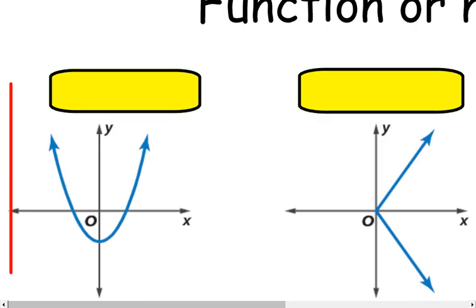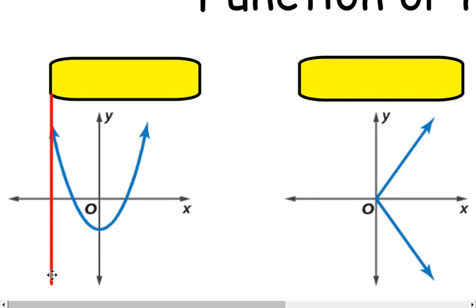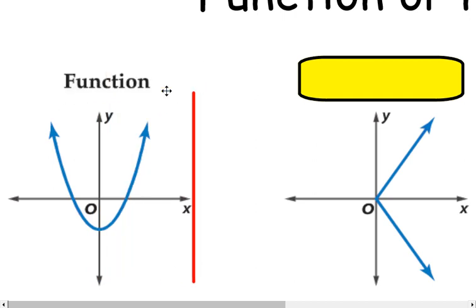Let's zoom in on this specific case. So here's my vertical line that I'm using to test. It's like a barcode scanner. If I go scanning, is there any x value that has more than one y? No, there is not. This one is a function. We call it a quadratic function actually.